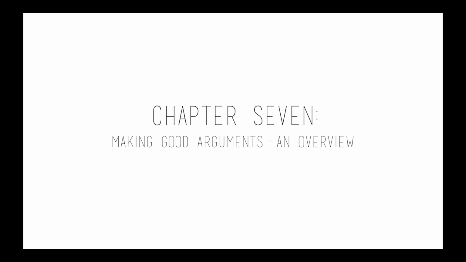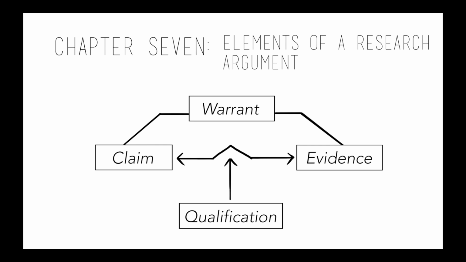In this chapter, we will briefly survey the 4 elements of a research argument. This is a diagram showing the connections between the elements of a research argument. As shown, a research argument should offer a claim, evidence that supports the claim, a warrant, which is a general principle that explains why you think your evidence is relevant to your claim, and qualifications, which make your claim and evidence more precise and limit the scope of your claim. We'll go over this just a bit later.